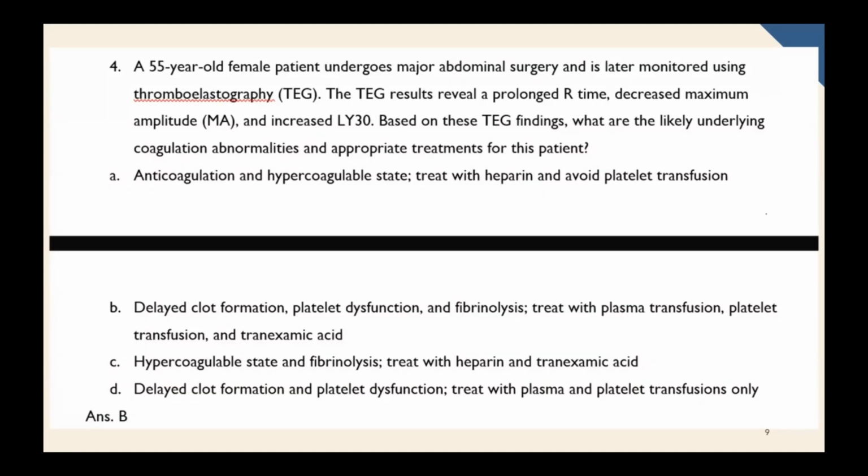Next, most important is TEG. We have been asking it almost everywhere, wherever TEG is important. So you need to be very thorough with what the components of TEG are, and how you manage the various results of TEG. If I revise again, what are the components? One would be the R time, okay? Then comes the alpha angle, then comes the maximum amplitude, and then comes the LY30, okay? So these are the various components. If you see the graph, that is how you will understand the TEG.